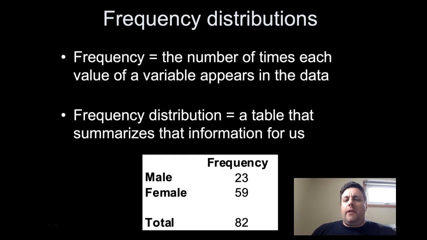So a frequency is really nothing more than the number of times a value of a given variable appears in the data. Let me illustrate this for you real quick. Imagine you've got a class of 30 students, and I'm just picking 30 out of thin air for an example. We could ask all kinds of questions about those 30 people. How many are men? How many are women? How many are maybe graduate students? How many are undergraduate students?